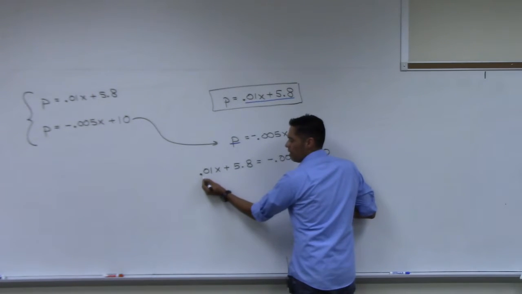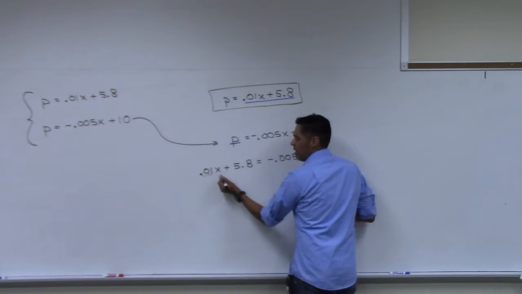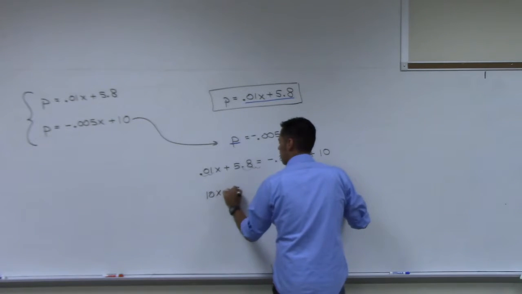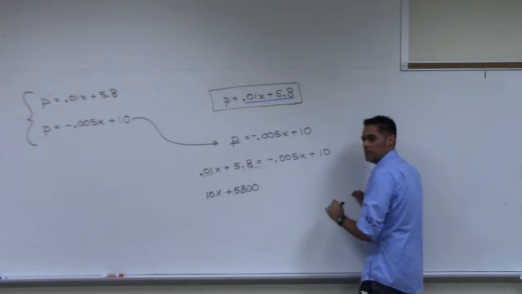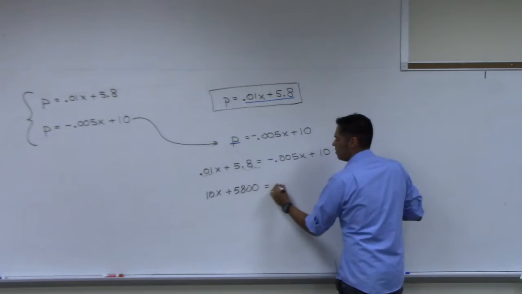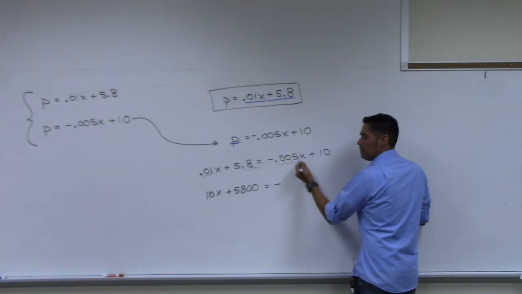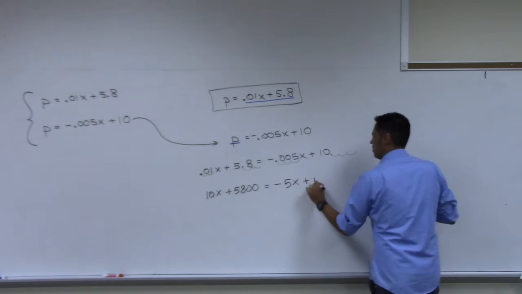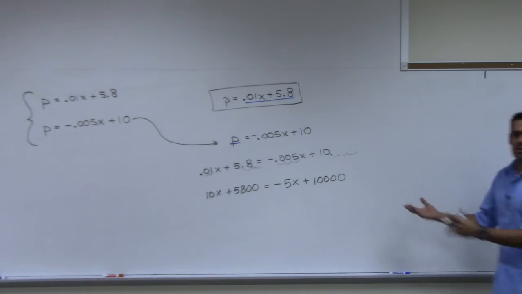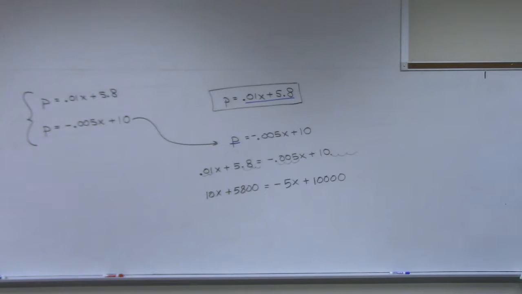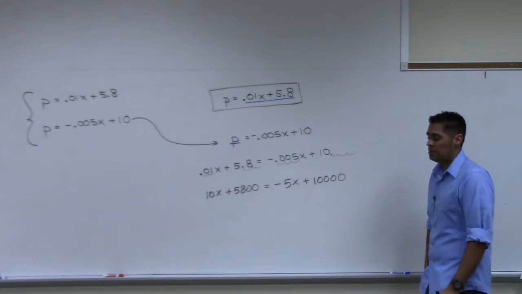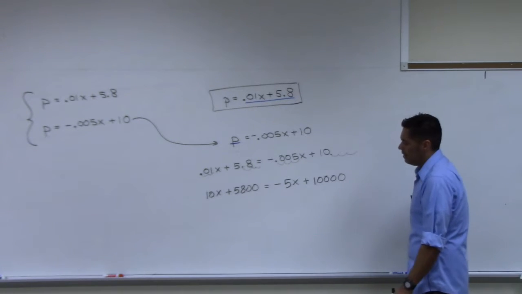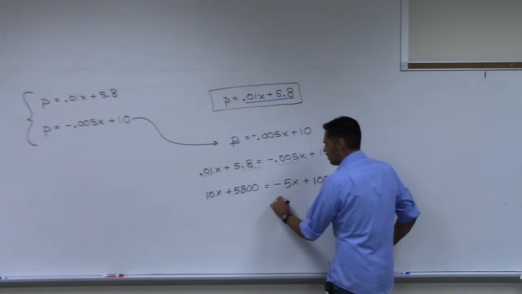So what happens when I move this 3 places? This becomes 10x plus 5,800. Y'all understand what I'm doing? This one becomes negative 5x plus this one becomes 10,000. And that equation is just a little easier to work with. So you just move the decimal with you, all the decimals 3 places on every single one of them. And now let's get all our x's on one side. So I'm going to add 5x to both sides.